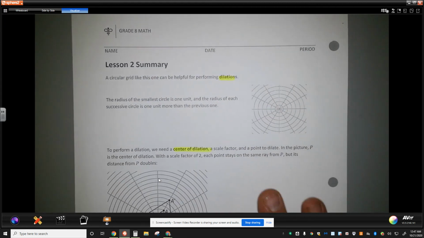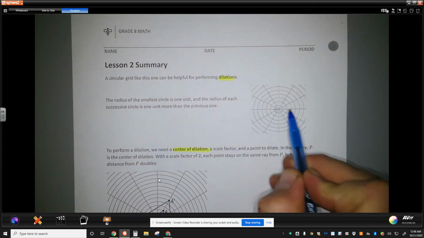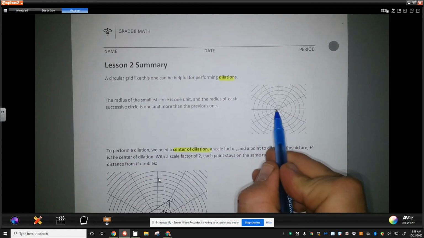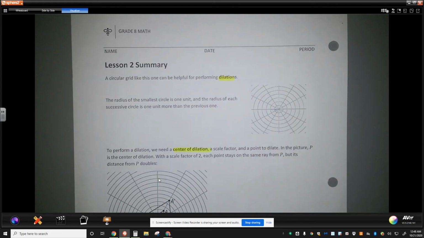Wrapping things up, a circular grid like this one can be helpful for performing dilations. This is something that's pretty new. I think it's pretty cool. This is my first time using a circular grid, and I really like it for dilations. In this situation, the radius of the smallest circle right inside here is just 1 unit, and the radius of each successive circle is 1 more than the previous one, so we see that that successive rate out here just continues to grow and build on itself.